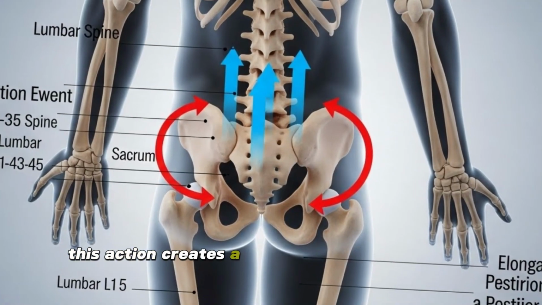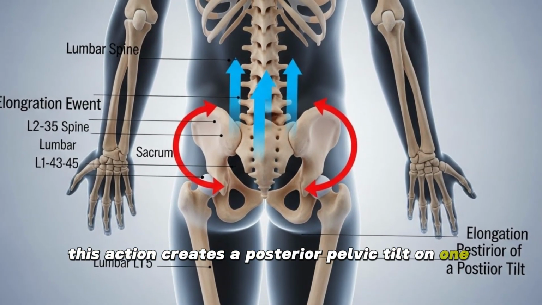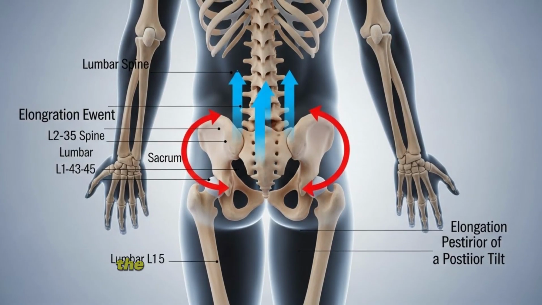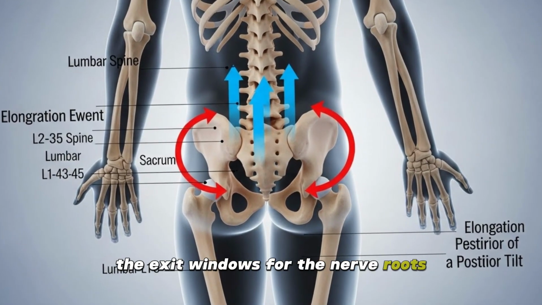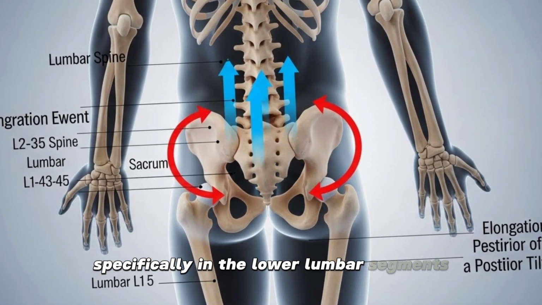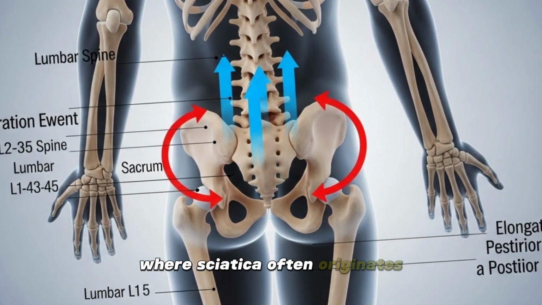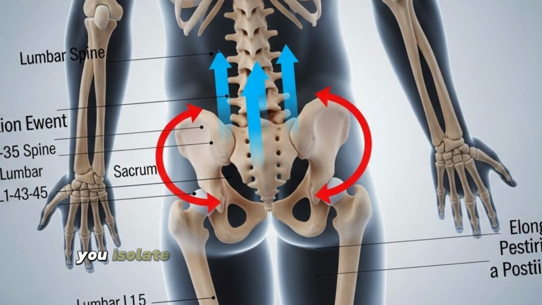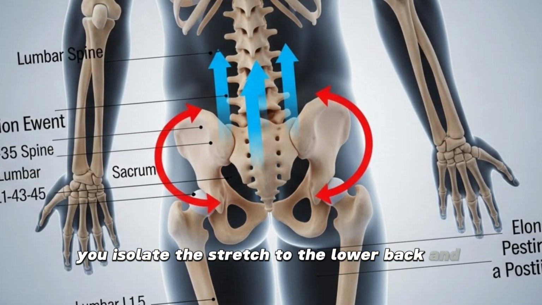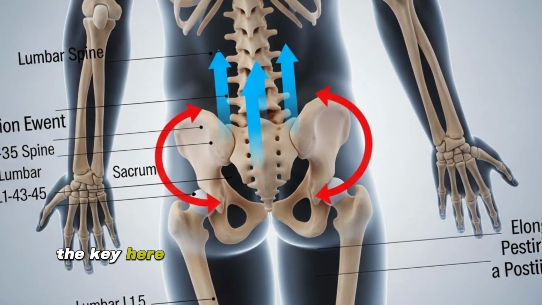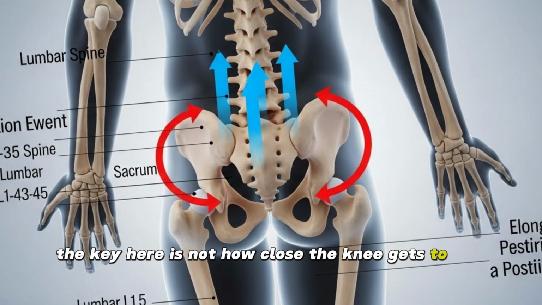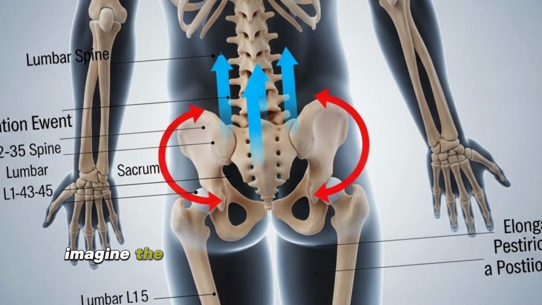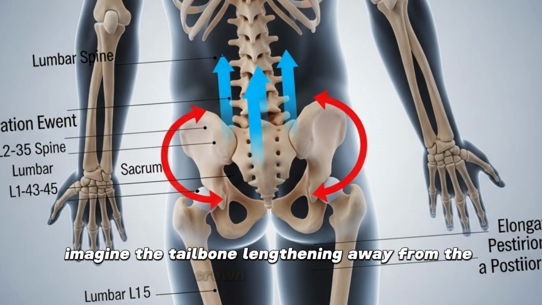This action creates a posterior pelvic tilt on one side, which mechanically opens the intervertebral foramen, the exit windows for the nerve roots, specifically in the lower lumbar segments where sciatica often originates. By keeping the head and shoulders relaxed on the floor, you isolate the stretch to the lower back and gluteal region. The key here is not how close the knee gets to the chest, but the elongation of the lower spine. Imagine the tailbone lengthening away from the crown of the head.